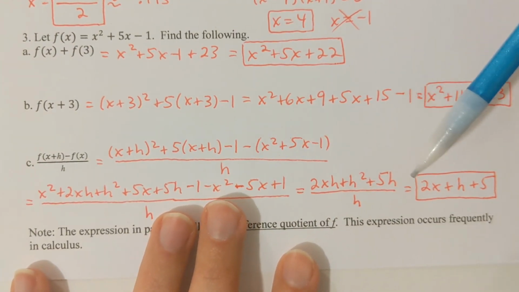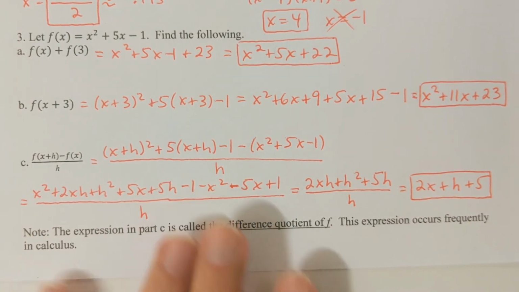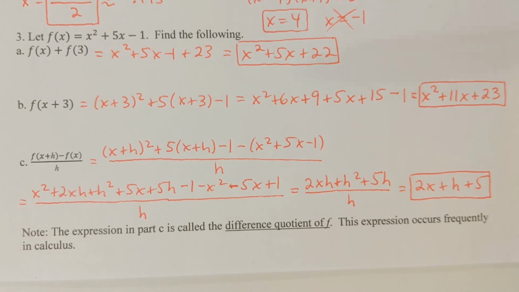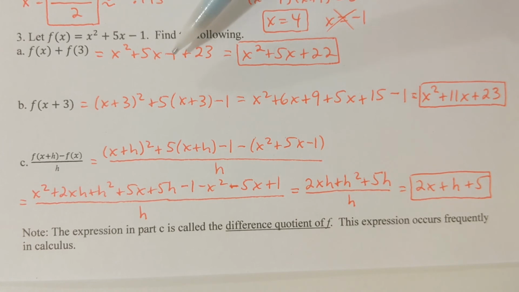Okay, let's take a look at problem 3. We're going to do a lot of things with functions throughout the course. Problem 3, I've got a quadratic function, and we're going to find the following here. Part A, f of x plus f of 3. So f of x is x squared plus 5x minus 1, and I'm going to add f of 3.